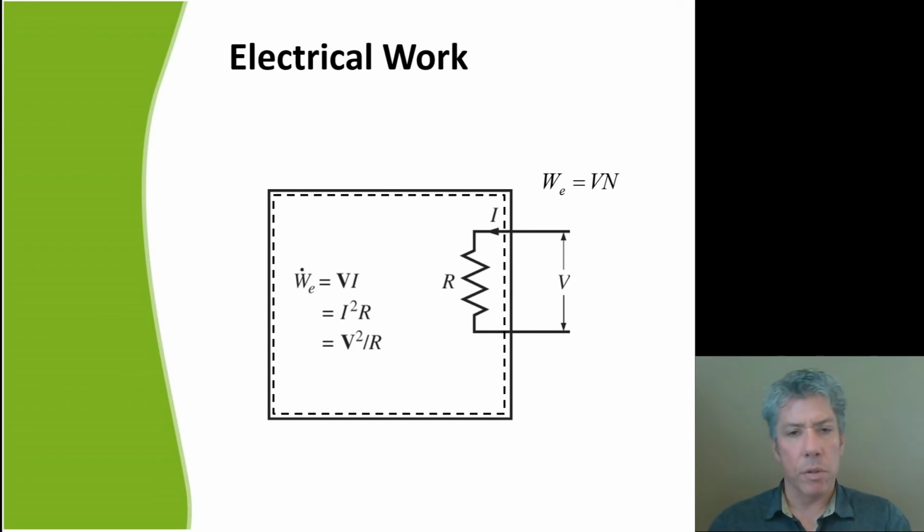Now, of course, in the electrical world, you can write this many different ways as I squared R or V squared over R, and you get the same result. But we're still talking about work, an amount of energy, and power, with the dot above it, work per time, even though it's electrical in nature.